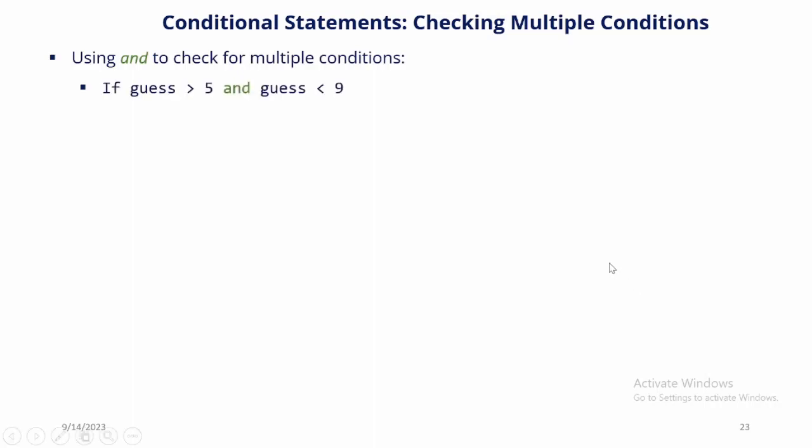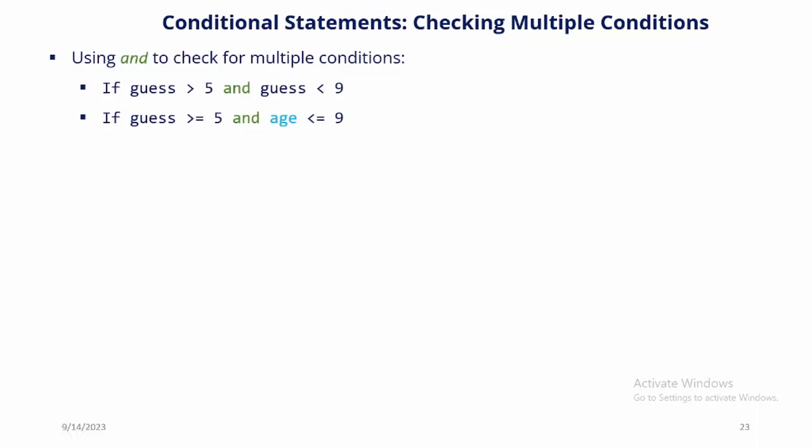Now let's see how to check multiple conditions in Python. We can use AND to check for multiple conditions. If we say if guess greater than 5 and guess less than 9, we are saying that the value of guess should be from 6 upwards and the value of guess must be less than 9. So that will be 6, 7, 8.